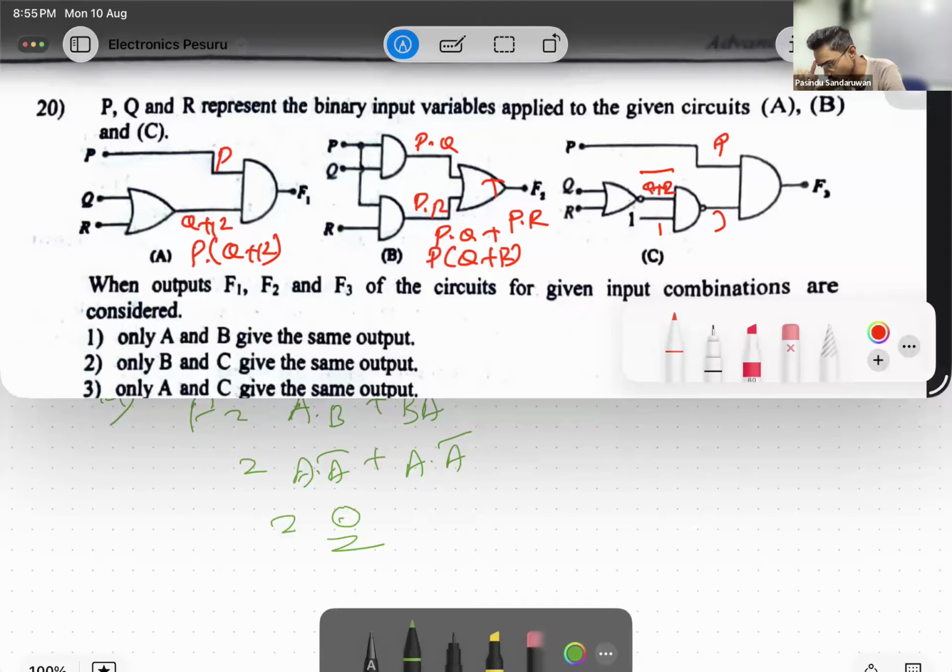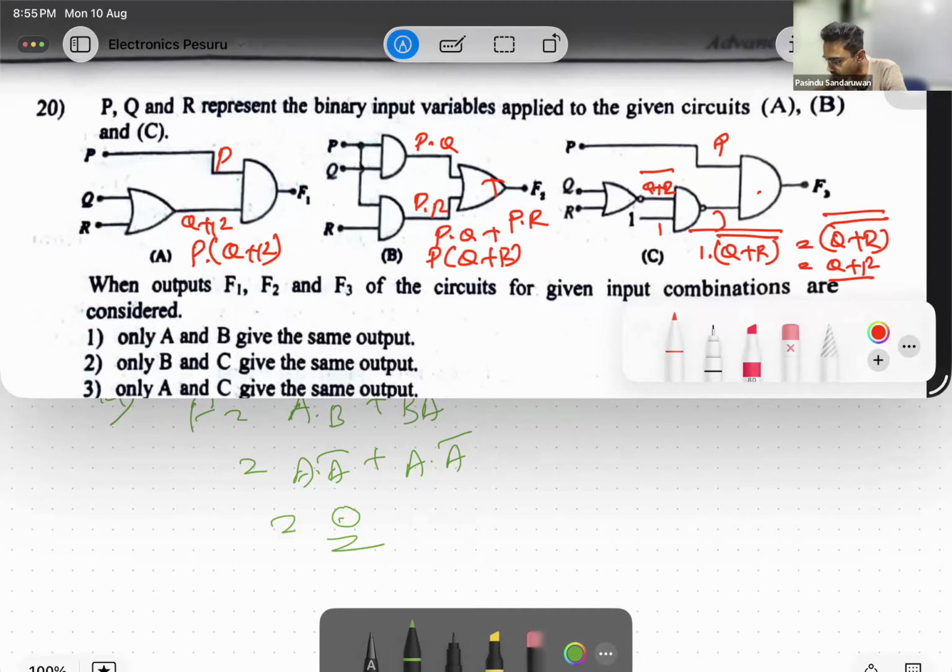Then the output here is 1 dot Q plus R bar whole thing bar, no? Because that's an AND gate. 1 dot anything is the same, which means, let me simplify this a bit, this is Q plus R double bar, no? Right? Q plus R double bar means Q plus R. Then in Q plus R.